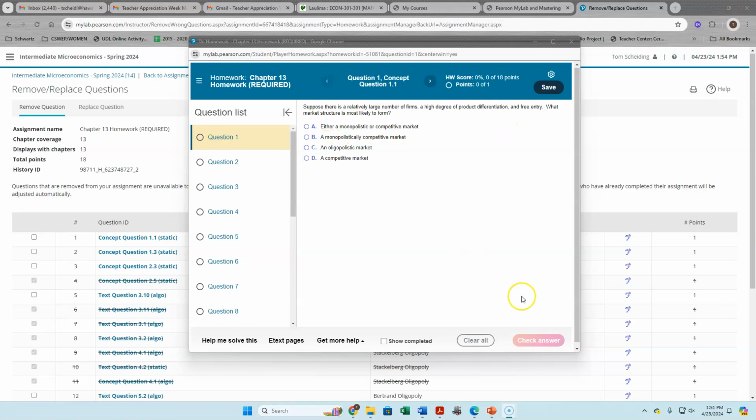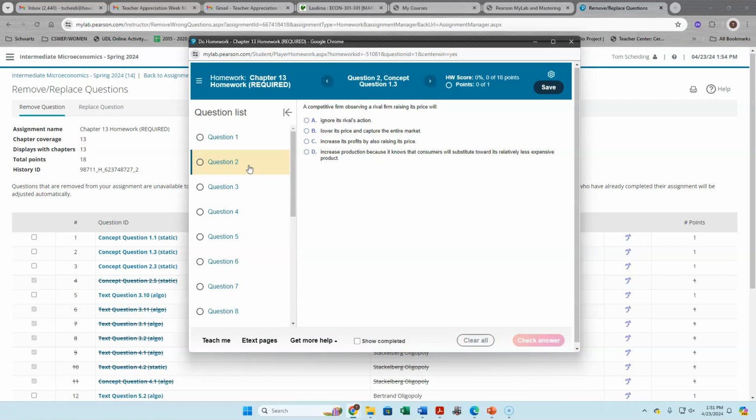Okay, let's look at the next one. A competitive firm is observing a rival firm raising its price. What would it tend to do? If it's competitive, it's just going to ignore them because, in this case, the market price is going to dictate what everyone's going to be able to charge. So it's just going to let them go bankrupt. Just ignore the rival's action because they're going to raise their price and then no one will buy from that firm anymore.